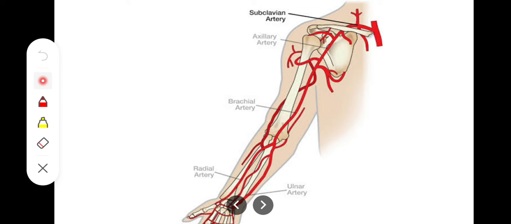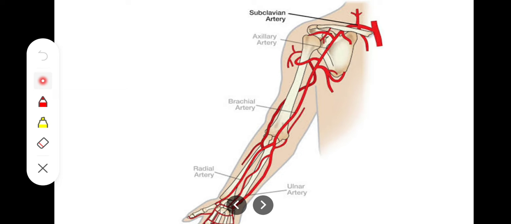So as we just saw, it will be running downwards and laterally till the front of the elbow, and throughout its course it is superficial and it is accompanied by venae comitantes. Whenever we say that an artery is accompanied by venae comitantes, it means that a single artery is accompanied by two veins, one on each side, right? So the same goes for the brachial artery. It is accompanied by two venae comitantes throughout its course.